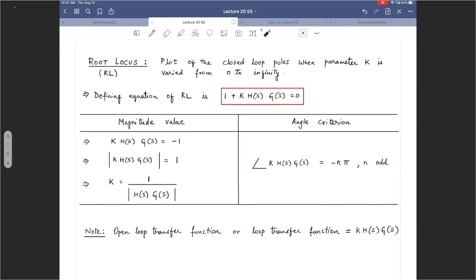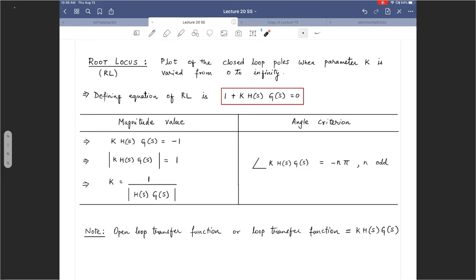Now, the root locus, which is a sketch, is essentially a plot of the closed loop poles when parameter k is varied from 0 to infinity. So as you increase the parameter k, the closed loop poles of that feedback system are going to move in the S plane. And the root locus is essentially the plot to track that movement of those closed loop poles.